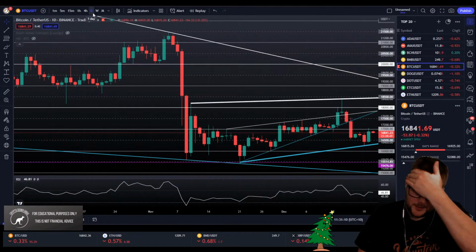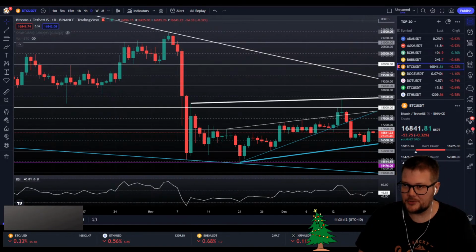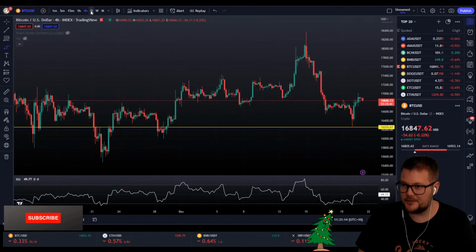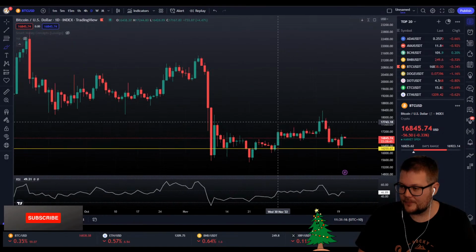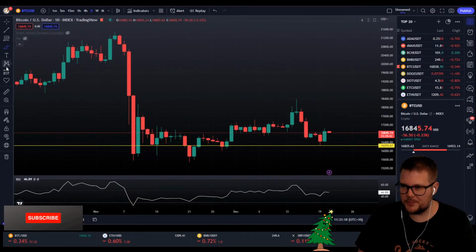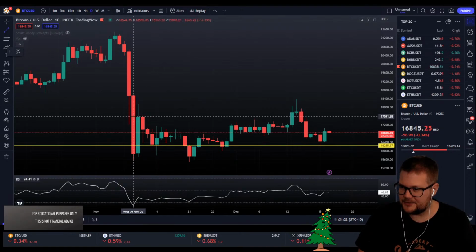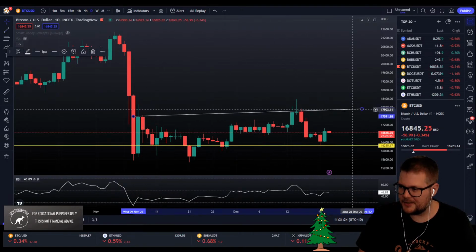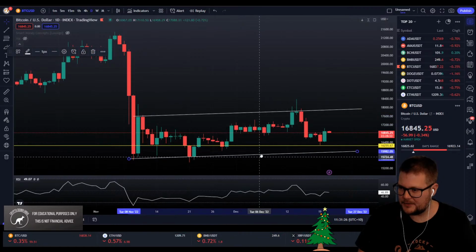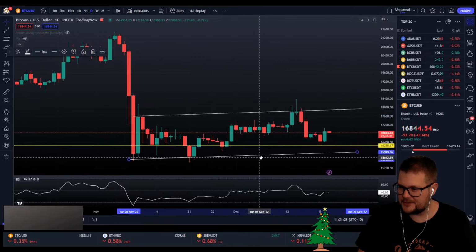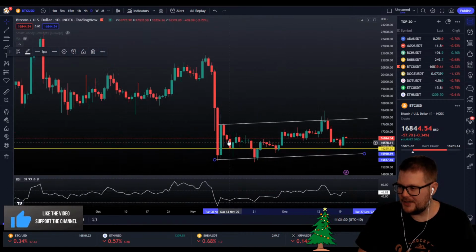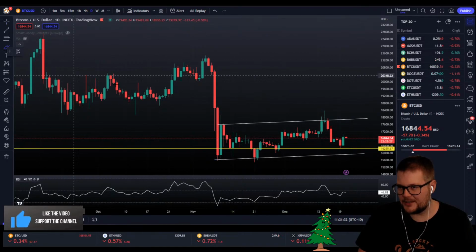As a matter of fact, let's go out to the daily. Let's turn all the drawings off. Let's do it back on this chart. There's the FTX drop. We seem to be trading inside of, let's say, this at the moment. Something like this. So right now we're in the middle of the range.